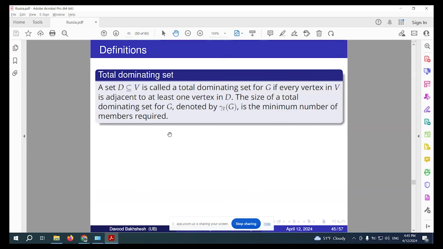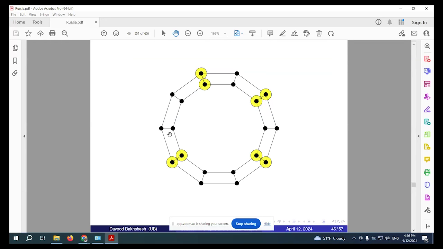The total coalition is based on the definition of a total dominating set. A set D, a subset of V, is called a total dominating set for G if every vertex in V is adjacent to at least one vertex in D. The size of a minimum total dominating set for G, denoted by gamma_t(G), is the minimum number of members required. For example, you can see a total dominating set. You can check it. The vertices with yellow color form a total dominating set.